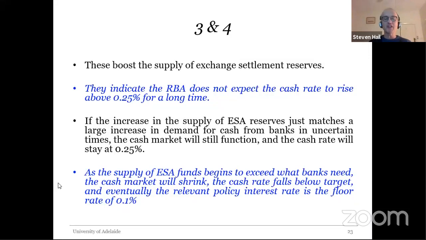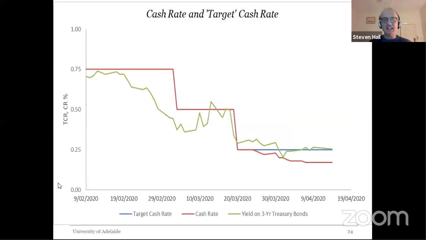But you'd expect to see the cash rate falling below the RBA's target of 0.25% and moving towards that floor rate of 0.1%. And that's exactly what's been happening on this graph, which is a few days out of date, which I showed you earlier on in the presentation. The cash rate had reached 0.17%. Well, we've had 2 days of data since then. On Wednesday, the cash rate was 0.16%. On Thursday, the cash rate was 0.15%. This is the average rate of interest on that overnight market where banks and other authorized deposit-taking institutions lend exchange settlement funds to each other.